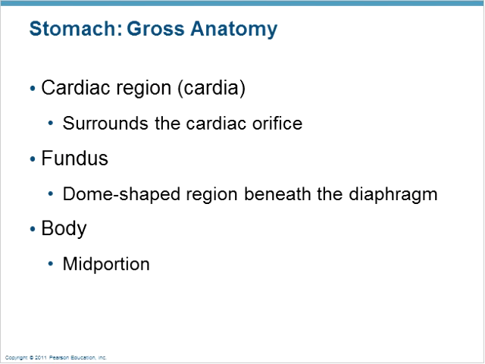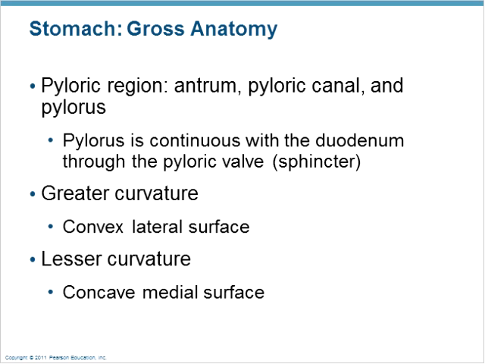The gross anatomy of the stomach is, it has a cardiac region, which is called the cardia, which surrounds that cardiac orifice, or the lower esophageal sphincter area, where it inserts. The fundus is a dome-shaped region beneath the diaphragm and sits above the insertion of the esophagus. Then we have the body, which is the mid-portion of the stomach. The pyloric region is made up of the antrum, the pyloric canal, and the pylorus. And the pylorus is continuous with the duodenum through the pyloric valve.